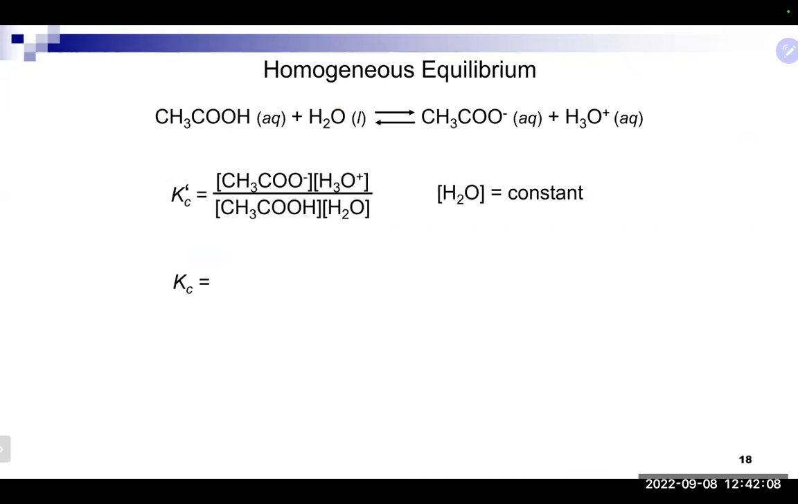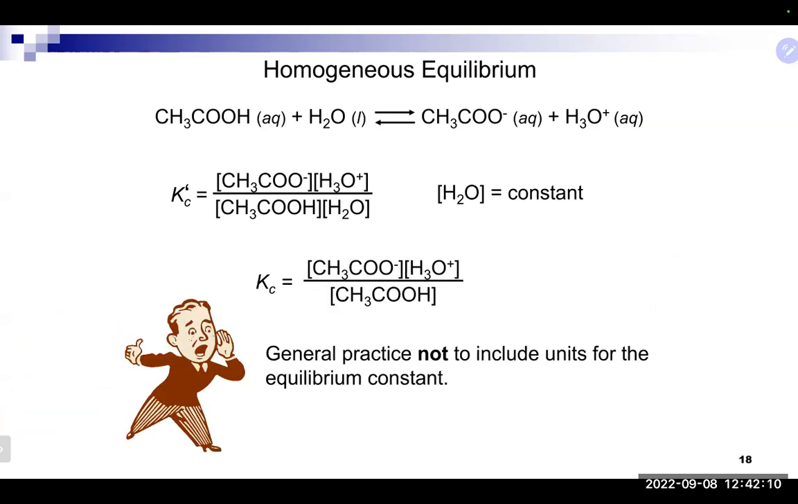Now, in a homogeneous equilibrium, there's a couple of things that are important. First off, if we took this equation here, which is acetic acid plus a little bit of water, makes some acetate and some hydronium ion, and we wrote the equilibrium expression like we were doing before, where we take products over reactants, we would end up with an expression that looks something like that.